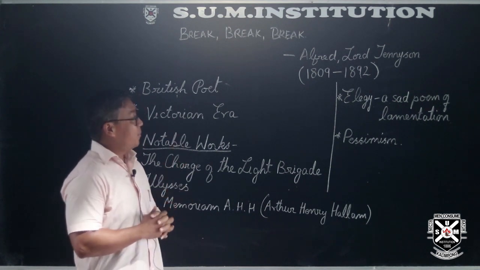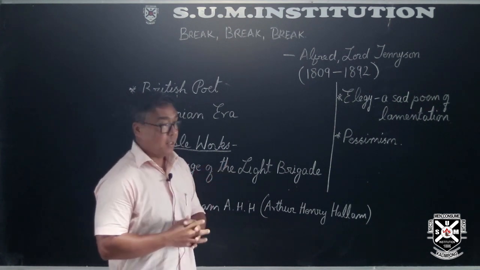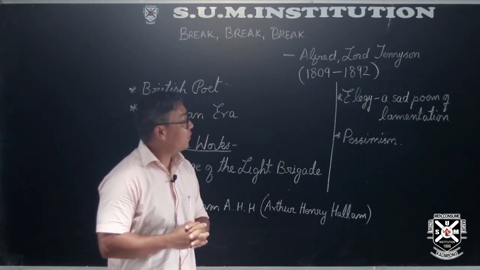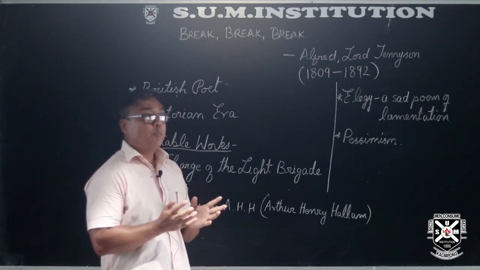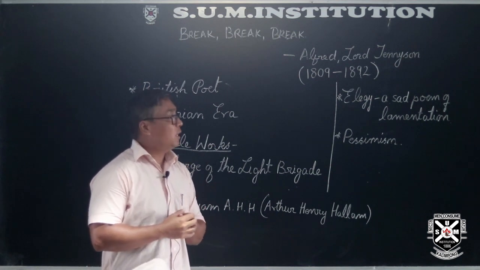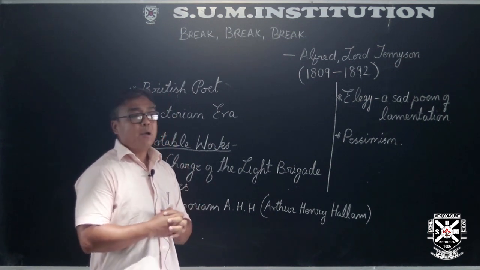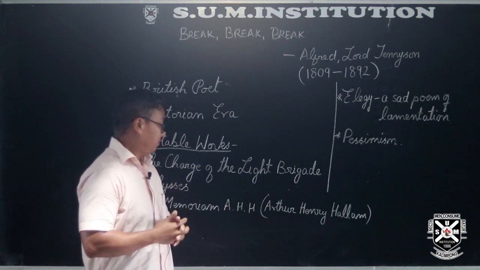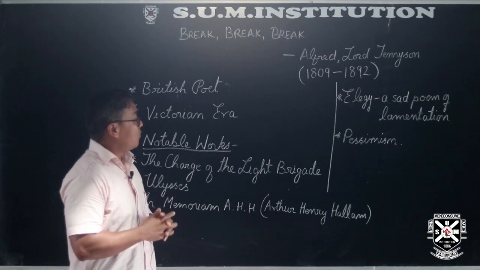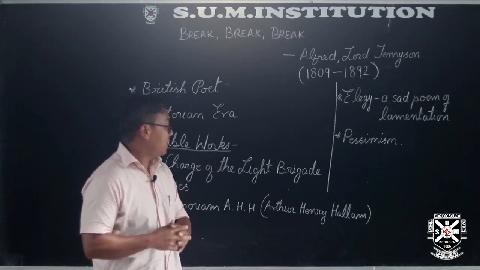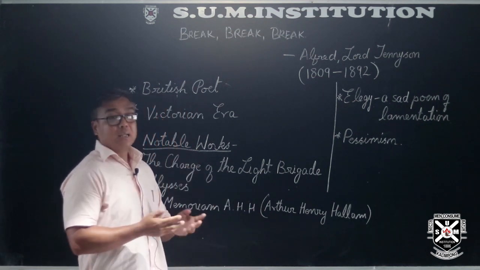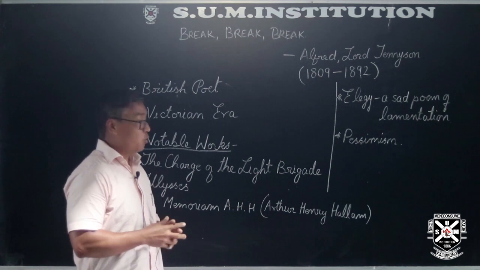So, Break, Break, Break is an elegy. Now, what is an elegy? An elegy is a sad poem of lamentation where the poet expresses his sorrows upon the loss of someone very near to him or her. Break, Break, Break is an elegy which is dedicated to his friend, Arthur Henry Hallam, who died suddenly at the age of 22.